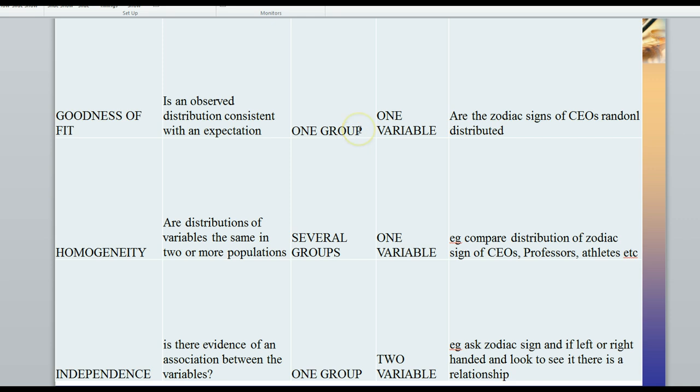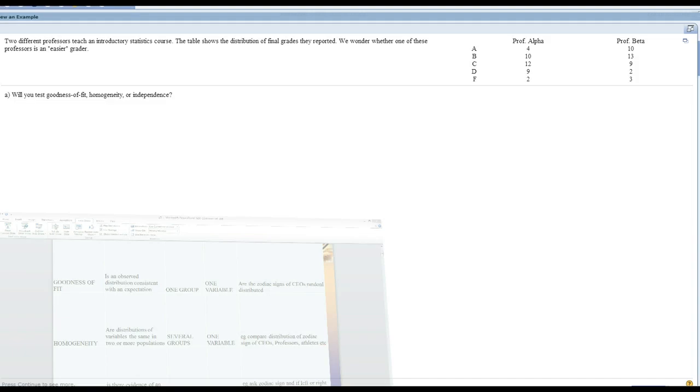There's a group with Professor A or Alpha and a group with Professor Beta. So it cannot be a goodness of fit test. There are two groups, so several groups. This condition is met. There's one variable, which is grades, and we have multiple grades, obviously, but don't confuse multiple values for one variable with multiple variables. Alright, so we are going to be using the homogeneity test.